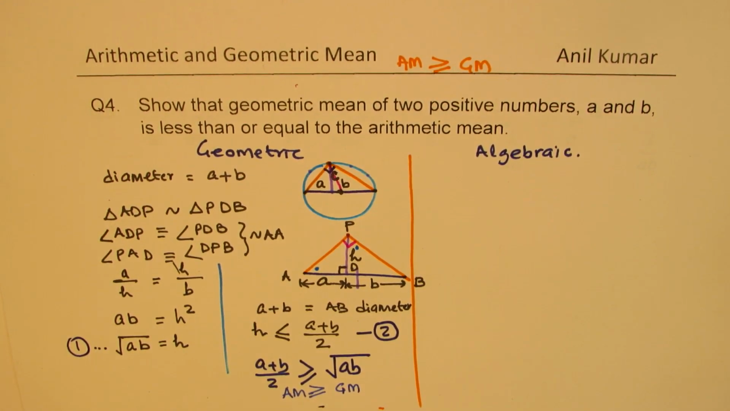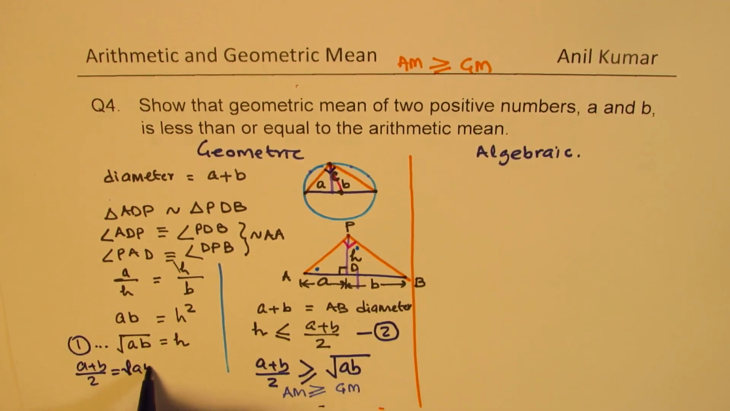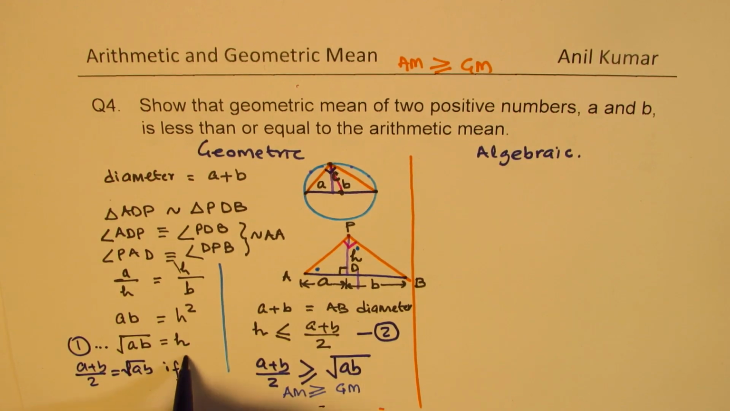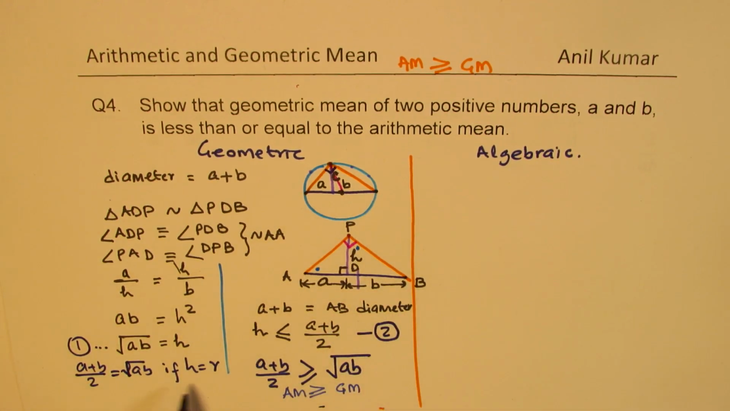So as a special case, they are equal. (a plus b) over 2 is equal to h, or I should say square root of ab, if h equals r, the radius. Do you see that? Because then they are both radius, right? Only then they are equal. Otherwise, the average or the arithmetic mean is greater. Is that clear to you? So that is how we are going to prove it.